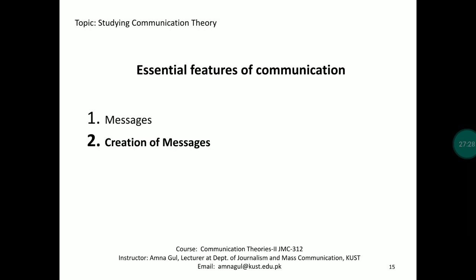Now, the second essential feature is creation of messages. The phrase in the working definition indicates that the content and form of text are usually constructed, invented, planned, crafted, constituted, selected, or adopted by the communicator. Each of these terms is used in one or more of the theories that we'll be describing later on, and they all imply that the communicator is usually making a conscious choice of message, its form, and its substance.